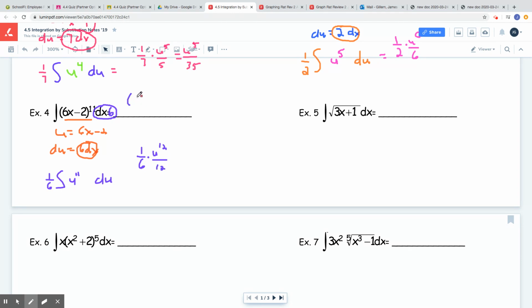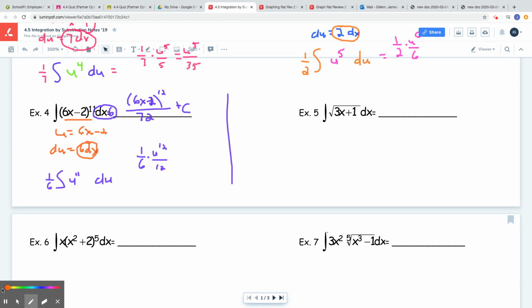So my final answer is 6x minus 2 to the 12th over 6 times 12. What is 6 times 12? 6 times 12 is 72, plus c. So 6x minus 2 to the 12th power over 72 plus c. Hopefully you guys were able to get that, or at least pretty close to it. We're just going to do a couple more.